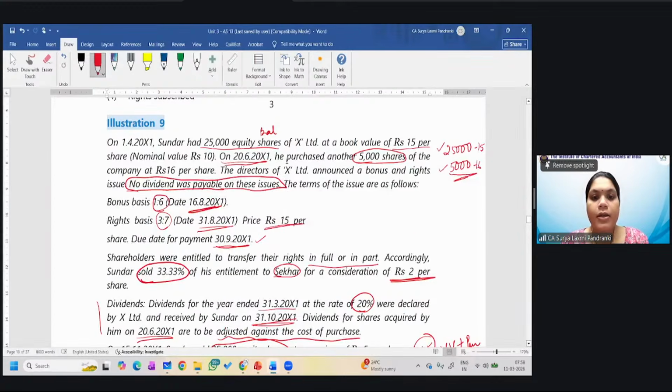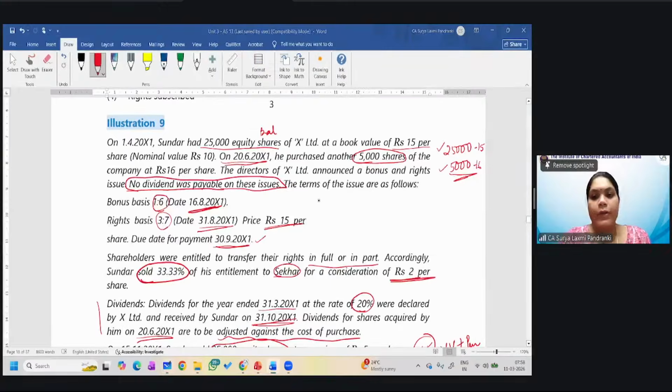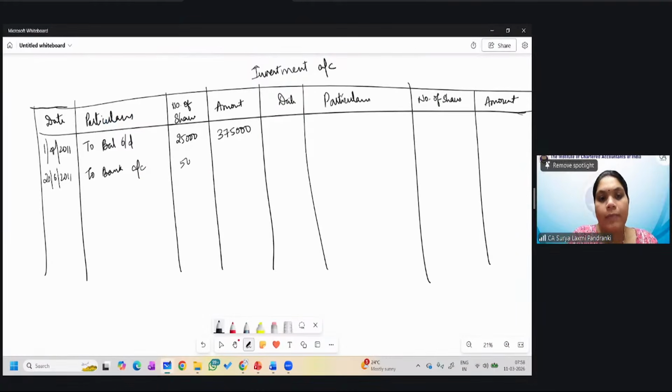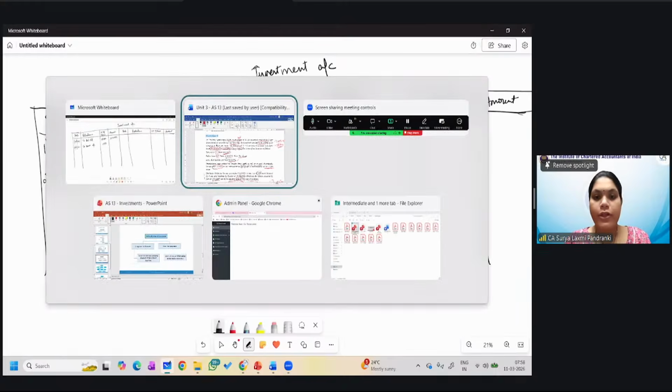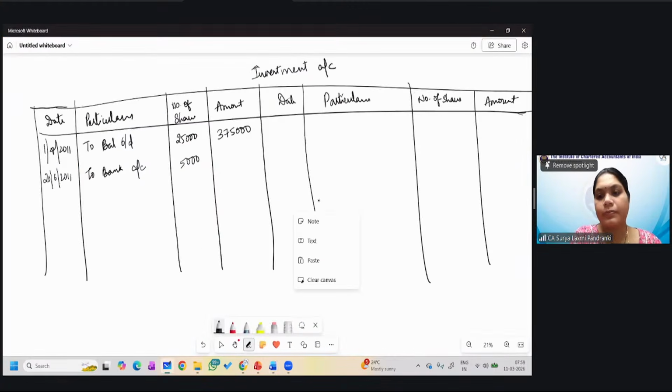The next one is a purchase on 20th June 2011. It will be to bank. We have purchased 5,000 shares. 5,000 shares are purchased for 16 per share. They didn't give you any kind of brokerage or other expenses, so you can directly take the cost. 80,000.